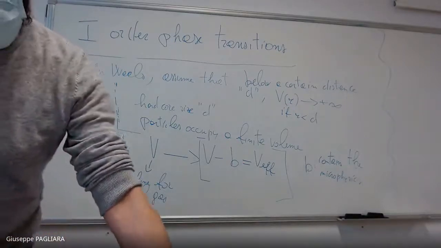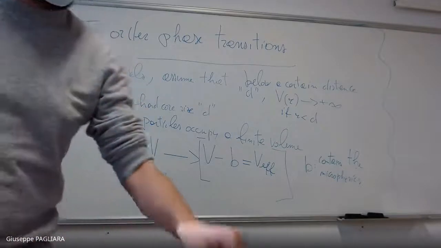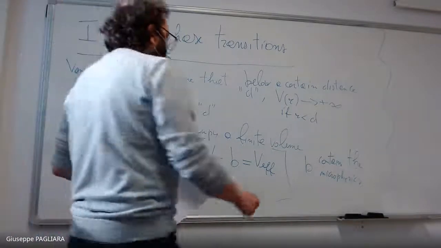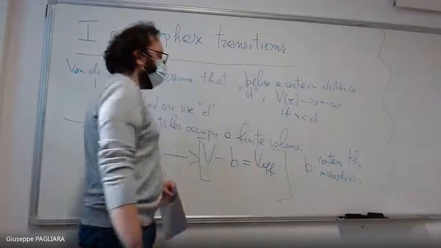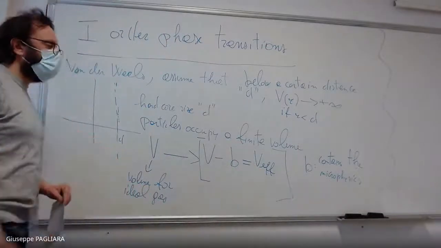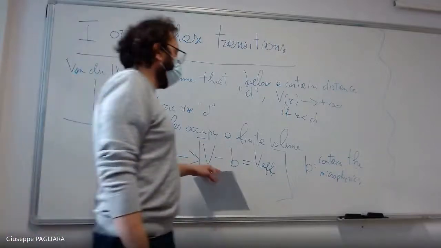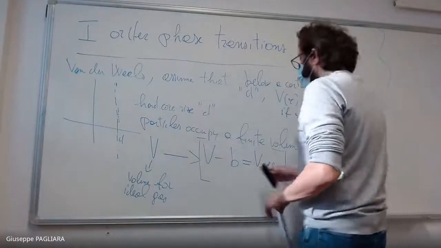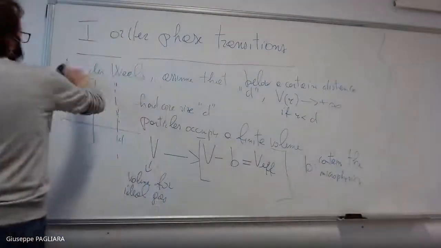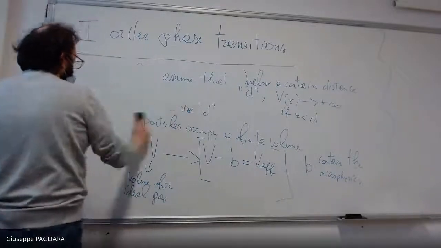Now this is for what concerns the repulsion. So we have to, let's say, modify the volume available for the particles to be V minus a certain B, which contains the effect of the interaction.